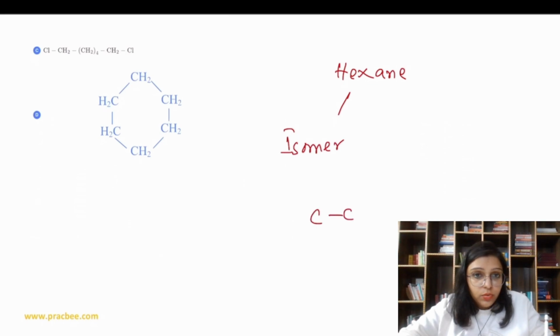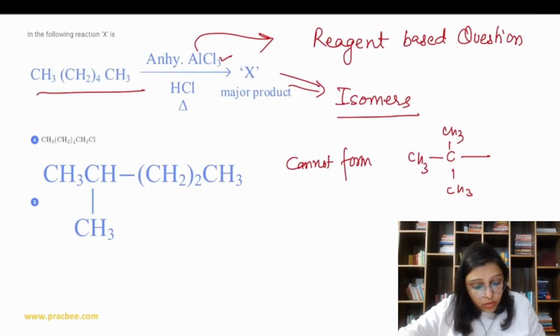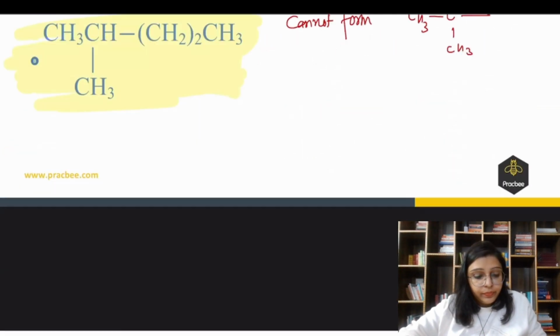Now 1, 2, 3, 4, 5, and just put one carbon in branching. So this is the isomer. You can also form 1, 2, 3, 4, 5 and put a carbon over here. Now you just have to check from the options. So the answer is going to be this one. Okay? Is it clear? That's it.